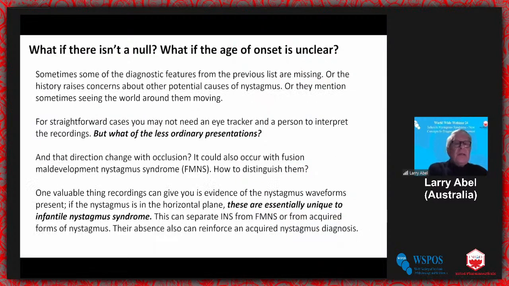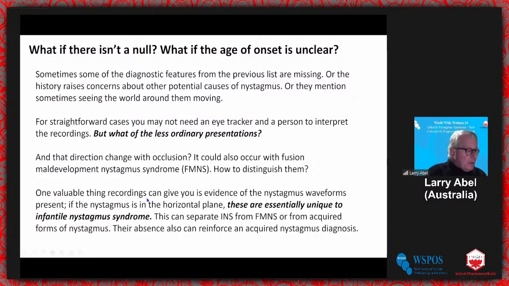Sometimes you don't have a good history. What if there's not a clear null, or what if there is, but other things in the presentation are ambiguous? Recording may help you decide, is this infantile nystagmus? And if there's a change with occlusion, where the nystagmus beats towards the viewing eye, it could be INS with a latent shift, or it could be fusion maldevelopment nystagmus syndrome, related but different entities. And the recording can tell you.